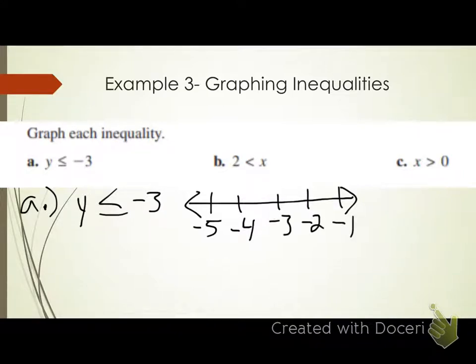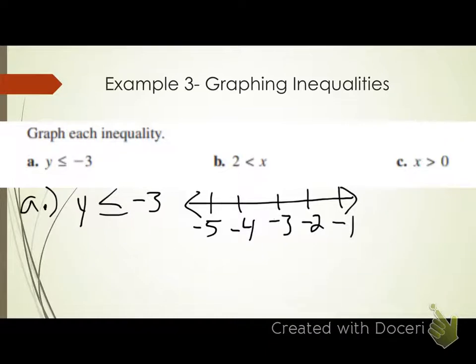Got to draw my own number line. Y is less than or equal to negative 3. First off, let me ask this question. What number is my circle going to go on? Negative 3, because that's part of my inequality, right?